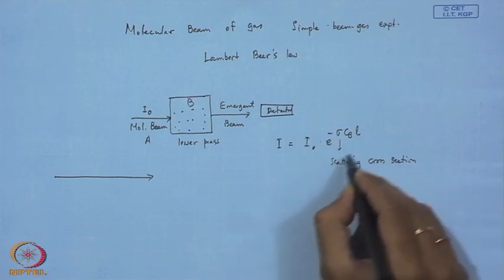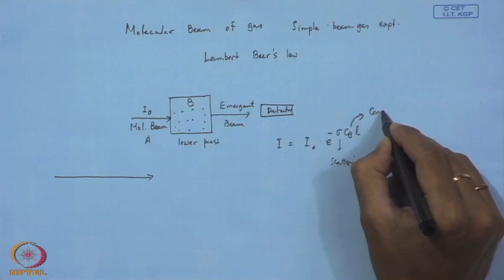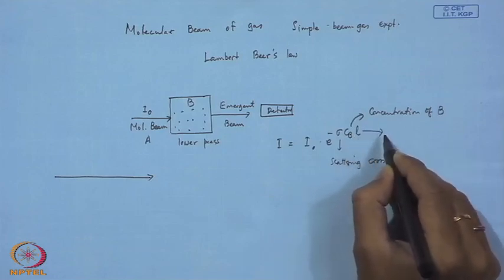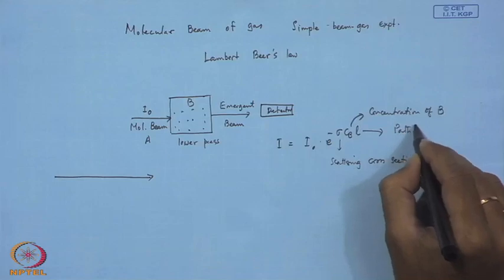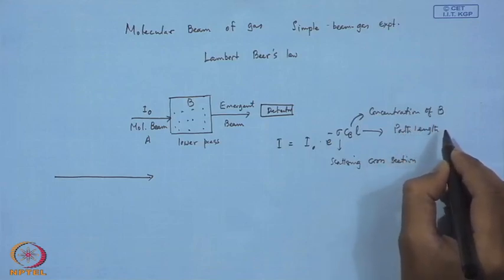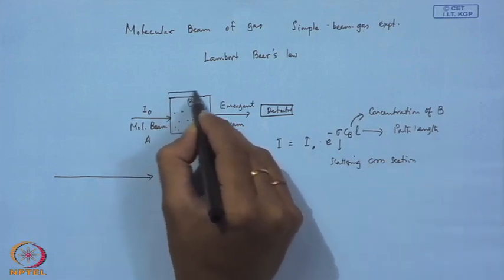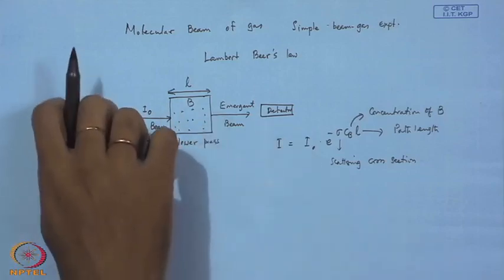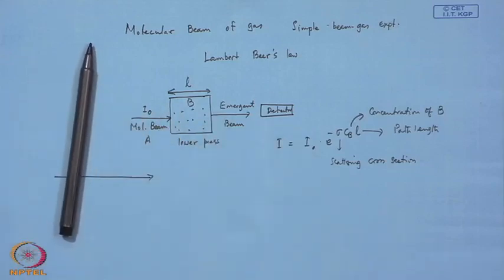okay. Cb is the concentration of B, and L is the path length, that is the path length of B through which A passes. It is very similar to Lambert-Beer's law in connection with absorbance spectroscopy. Okay. So, this way, using a beam gas experiment, we can find out very simply the reaction cross section.